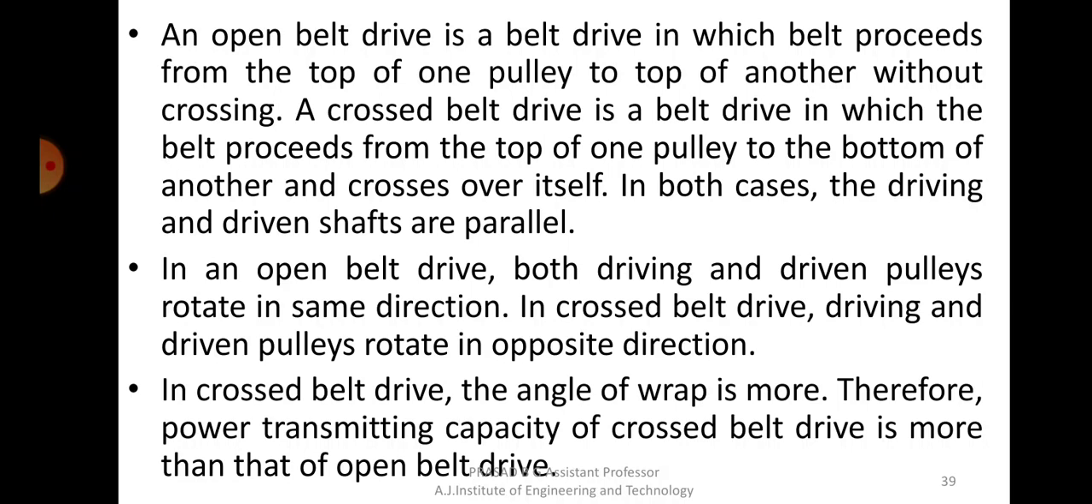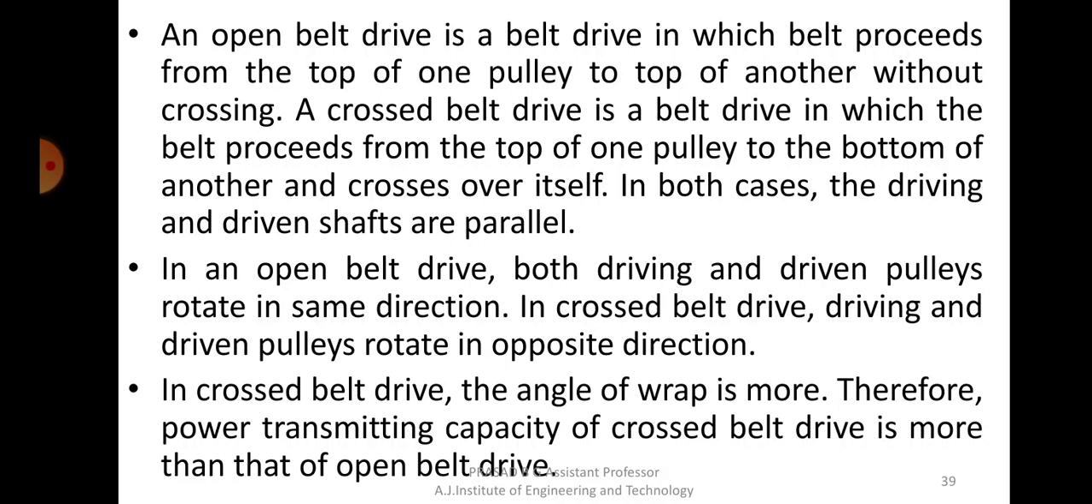And anyways, in both the cases, the driving shaft as well as the driven shaft are parallel. Second point, in an open belt drive, both driving and driven pulleys rotate in the same direction. This is a major difference. In open belt drive, both driving and driven pulleys will be rotating in the same direction, whereas in cross belt drive, the driving and driven pulleys will be rotating in the opposite direction.